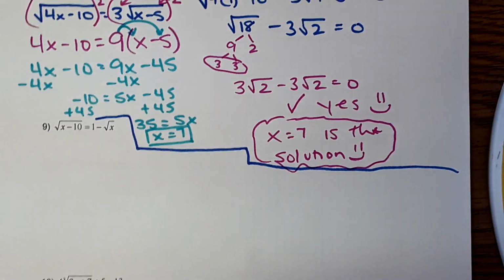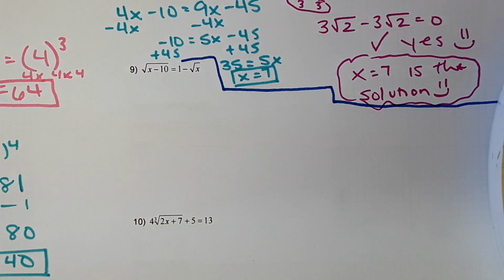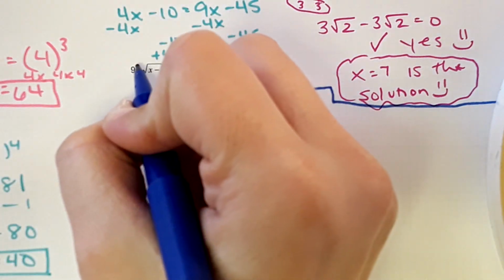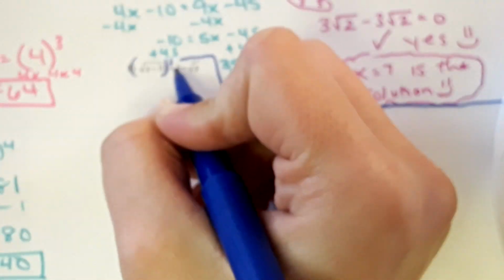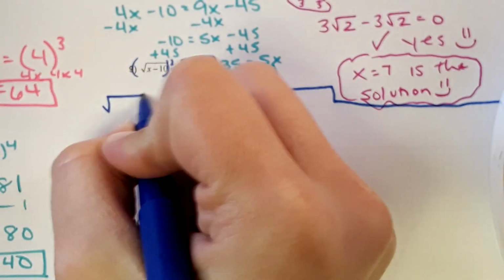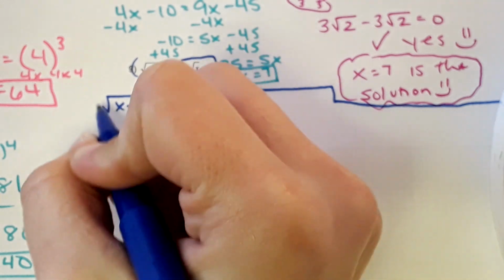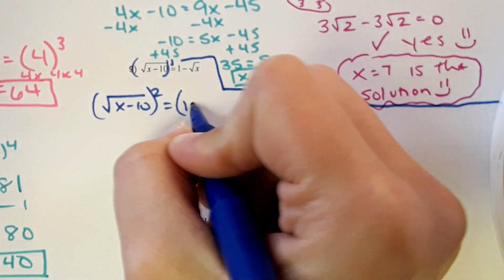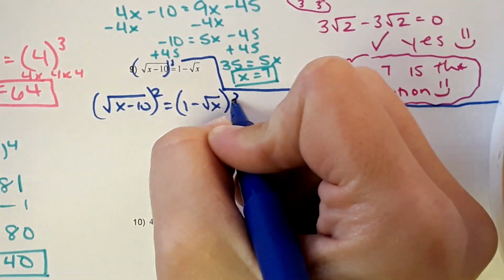Next one. Okay, so for this one, same idea. We have a radical on each side. So at this point, we're just going to square both sides. Maybe I should write that out. Okay. Square root of x minus 10, squared, equals 1 minus square root of x, squared.